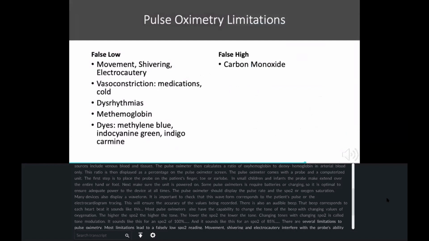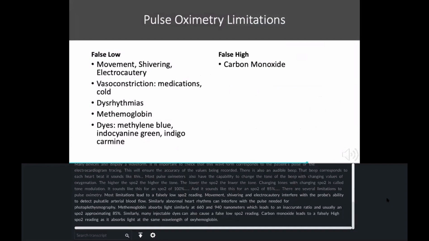There are several limitations to pulse oximetry. Most limitations lead to a falsely low SpO2 reading. Movement, shivering, and electrocautery interfere with the probe's ability to detect pulsatile arterial blood flow. Similarly, abnormal heart rhythms can interfere with the pulse needed for photoplethysmography.